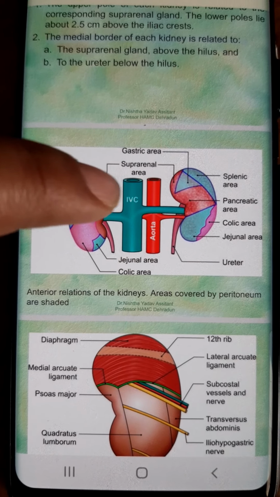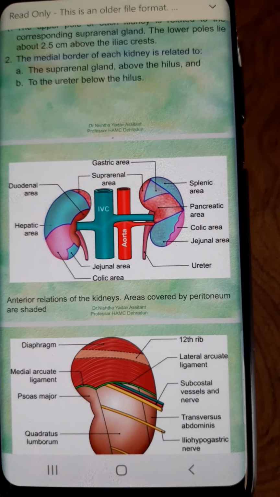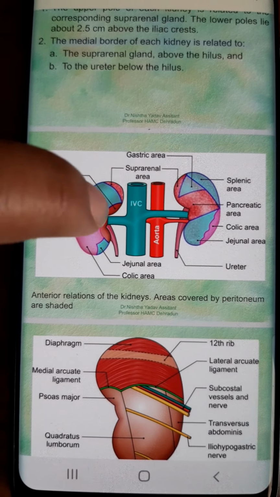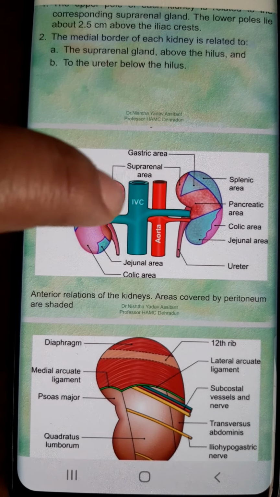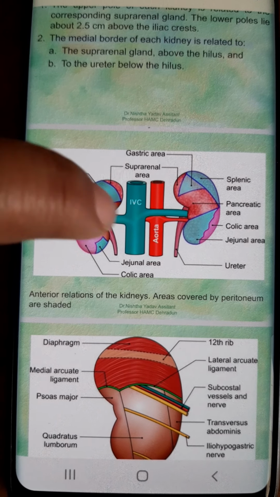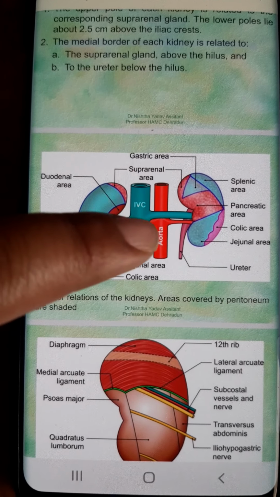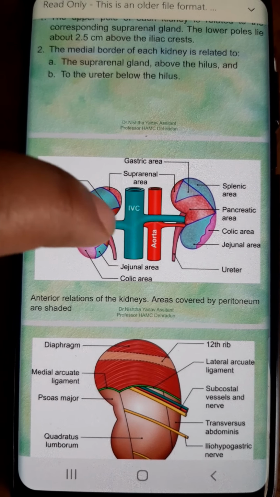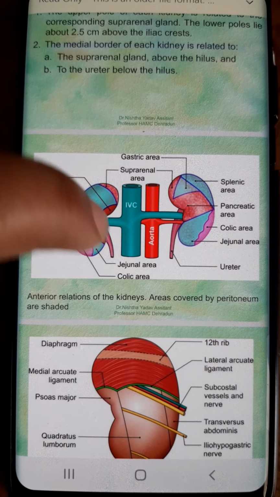You can see in the medial border there is a depression which is known as the hilum. The hilum is the entrance to the space within the kidney which is known as renal sinus. It gives entry and exit to certain structures which gain entry inside the kidney and exit from the kidney.